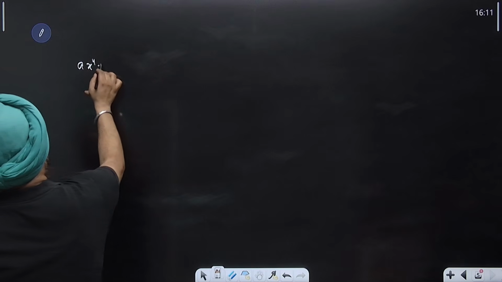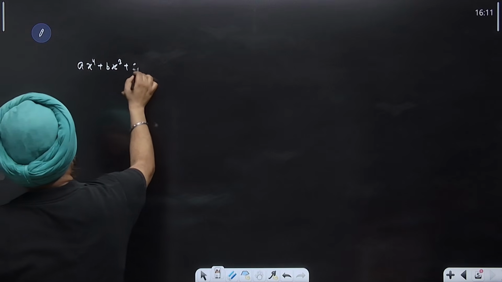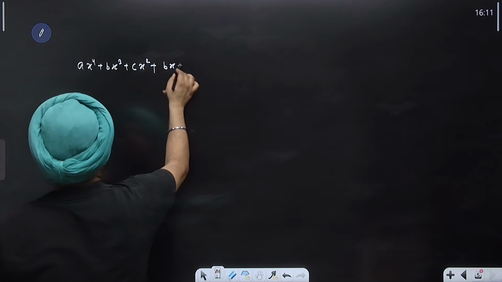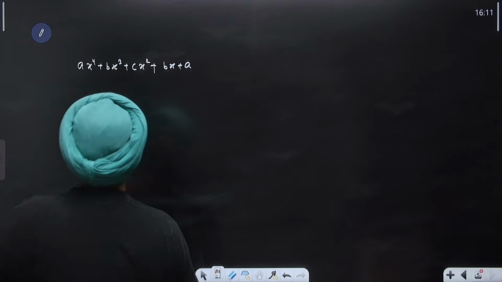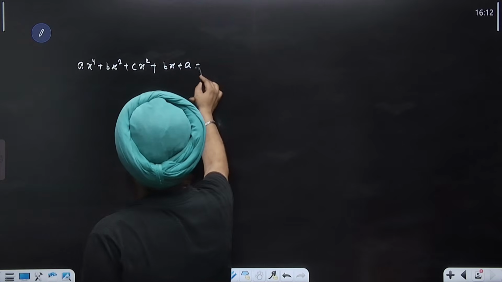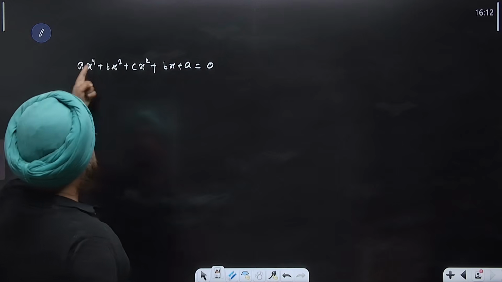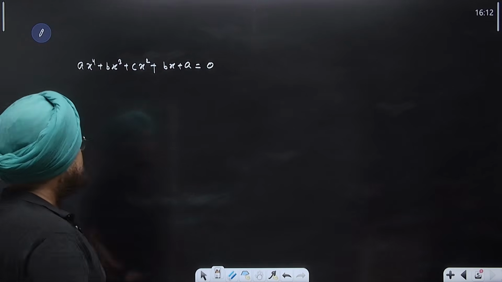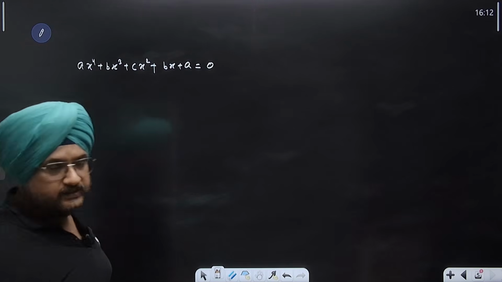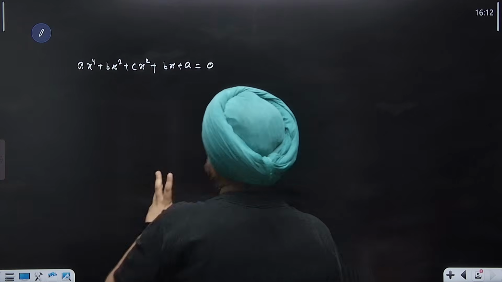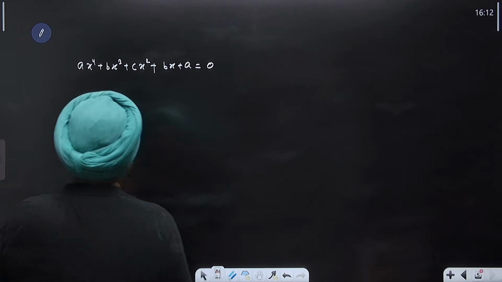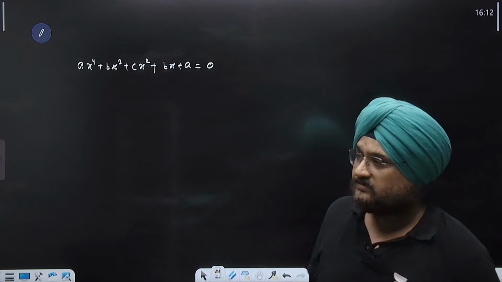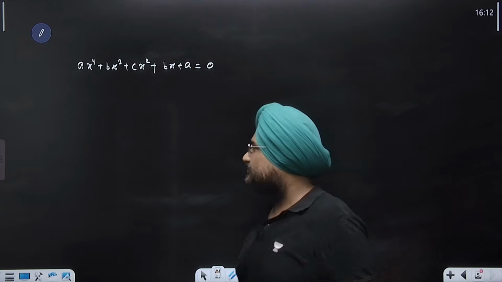If in a biquadratic equation the coefficients are like this: the coefficient of x power 4 and the constant are the same, the coefficient of x cube and the coefficient of x are the same, and the coefficient of x square can be anything. In this type of equation, there is a working rule by which we can solve this. We can convert this into a quadratic equation.